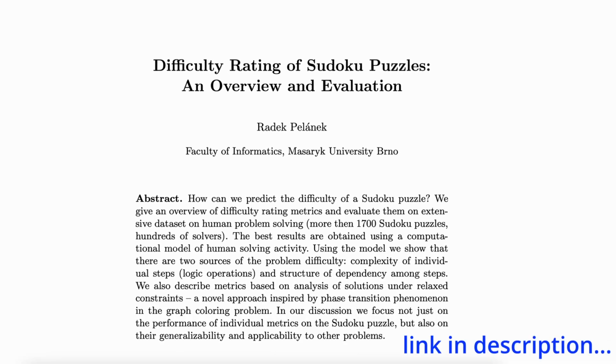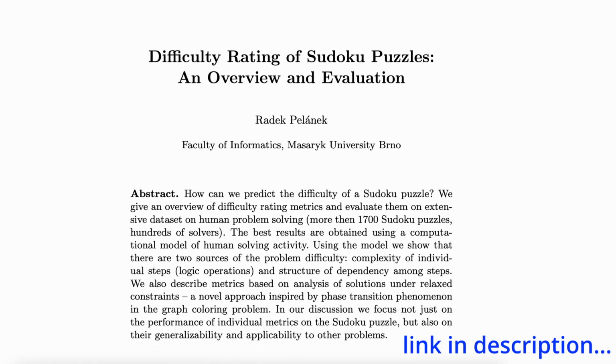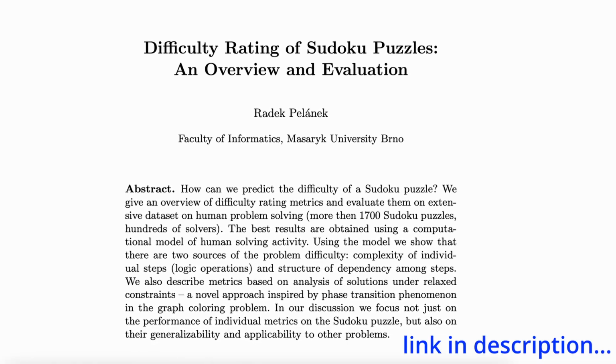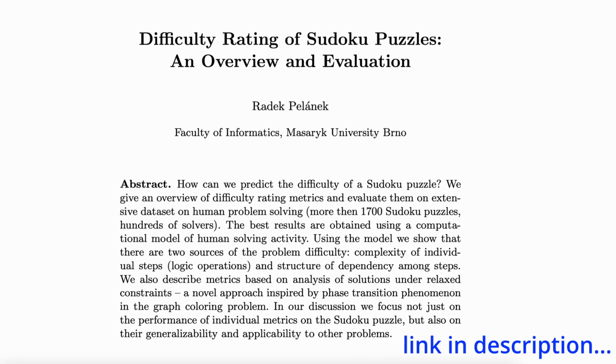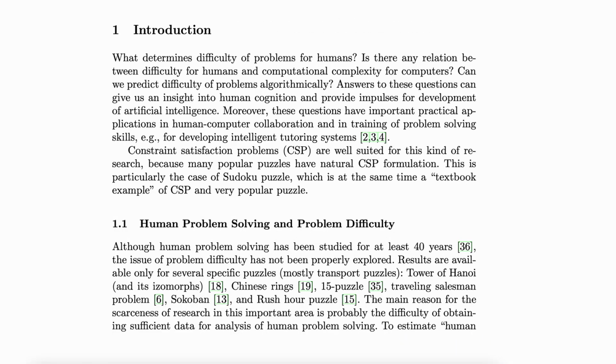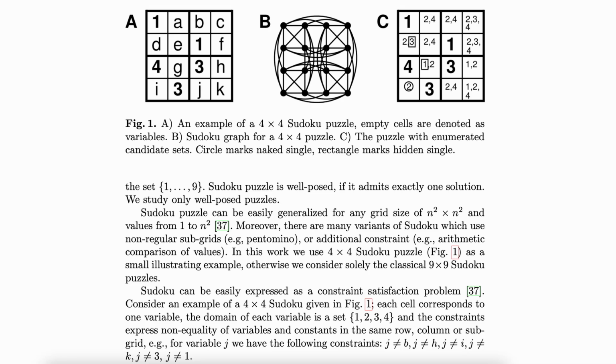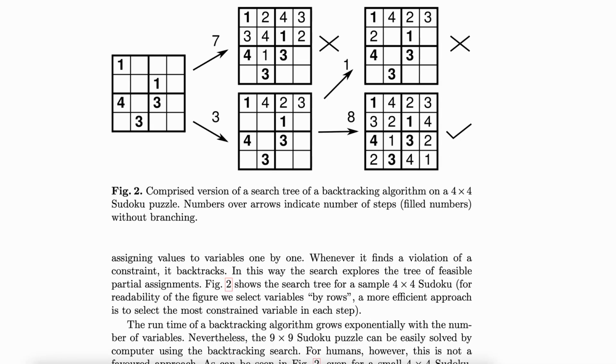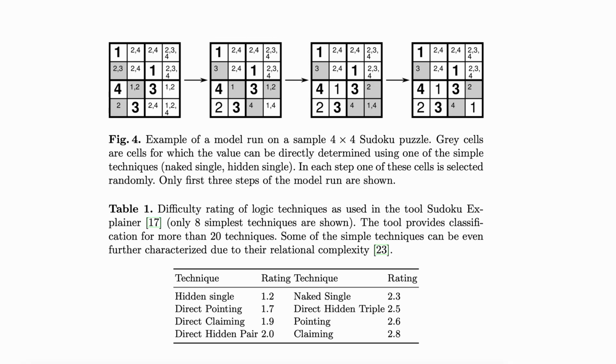Now, if you're interested in super accurate difficulty estimation, I want to point you to a very interesting paper published in 2014 by Radek Pelánek that discusses measurement of difficulty for Sudoku. It's the most thorough treatment on this subject I've encountered. Let's take a quick look at the paper. It's called Difficulty Rating of Sudoku Puzzles, an Overview and Evaluation. In the paper, Pelánek describes several methods of estimating difficulty for Sudoku, including the ones I've covered. He also looks at some more esoteric methods like neural networks, genetic algorithms, grammatical evolution, bee colony optimization, artificial immune system optimization, and so on.